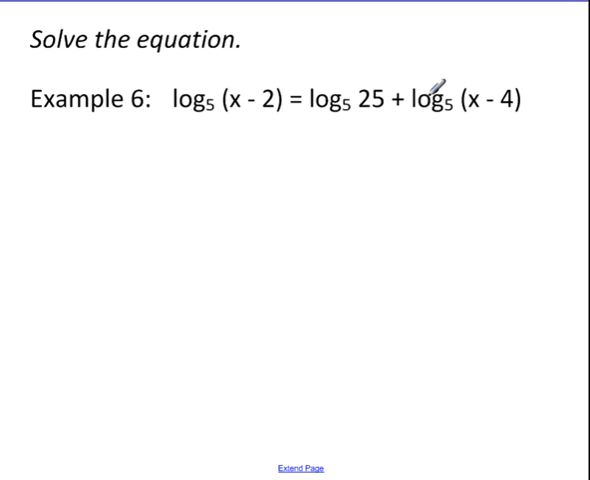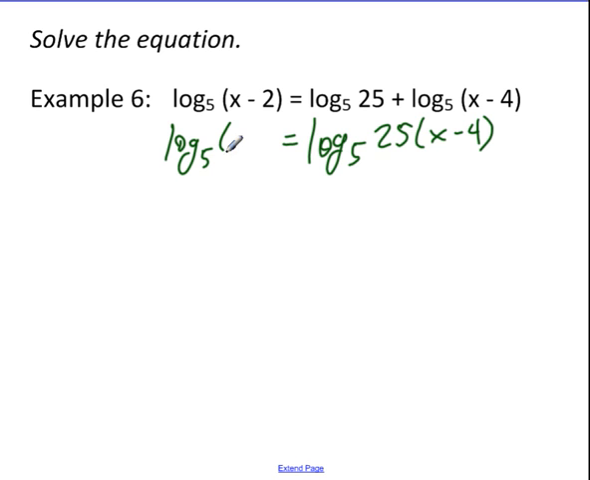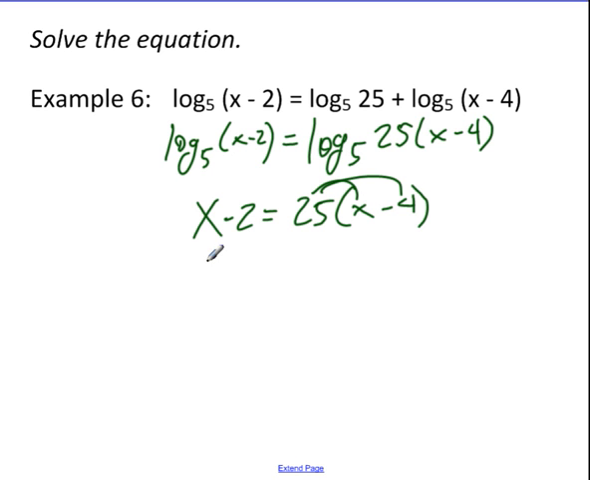Alright, so over here I got to put these logs together, which means I need a log base 5 of 25 times x minus 4. This side's going to stay the same for the time being. So now I can drop my logs since they are the same and say x minus 2 equals 25 times x minus 4. Distribute, so I got x minus 2 equals 25x minus 100.